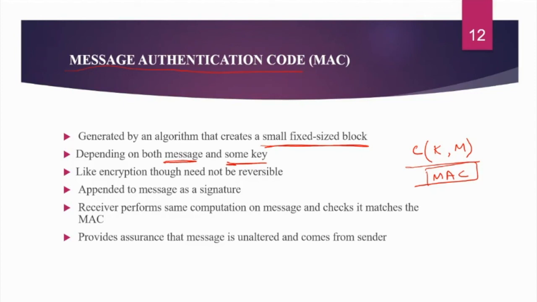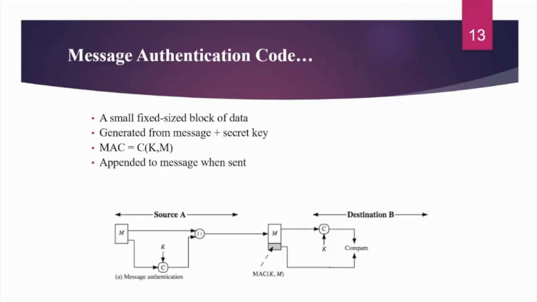Same as with the hash functions, in MAC also the receiver performs the same computation on the message and checks whether the MAC which is coming from the sender end matches the MAC that the receiver has computed at his end. That is how it provides the assurance that the message is unaltered and has come from the specified sender only. So let's see how it works.